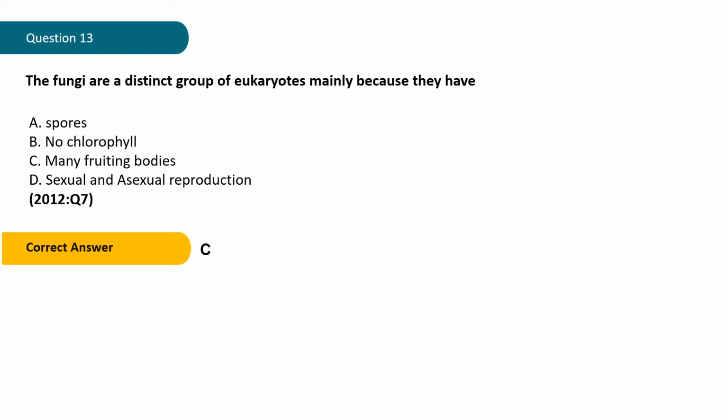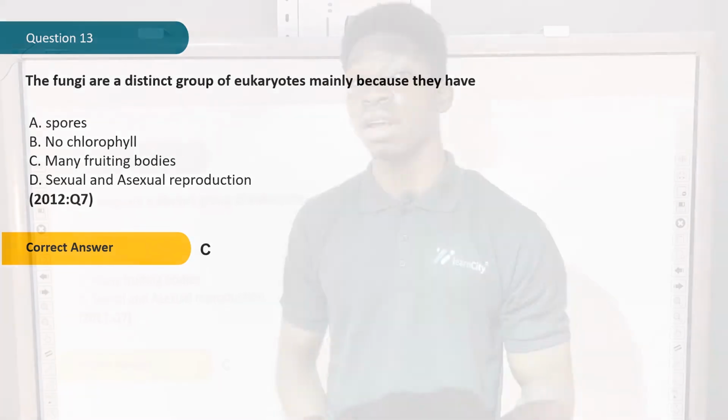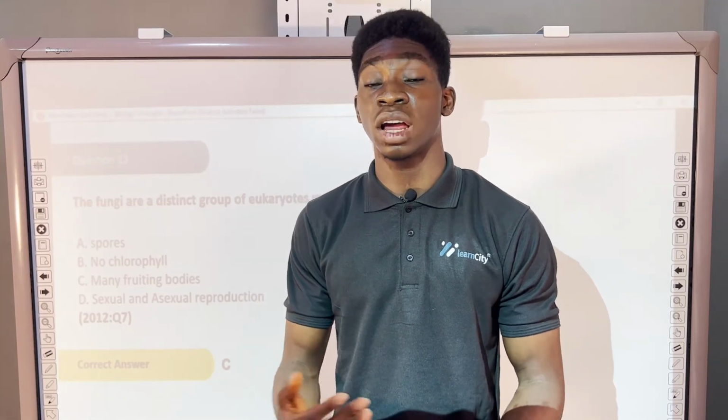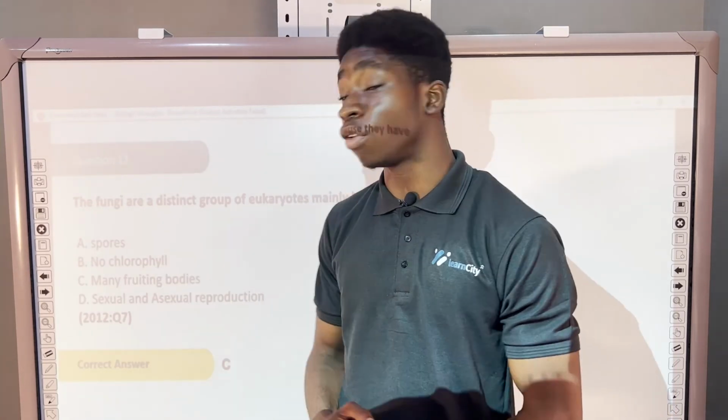C, many fruiting bodies. The correct answer is C because out of all the other options, those are features that many of the other eukaryotes have. For example, A, spores, is a feature of both the pteridophytes and the bryophytes. Ferns, the mosses, the liverworts, they have spores. No chlorophyll is a feature of a lot of animals in the eukaryotes. So that's not a feature common to only the fungi.